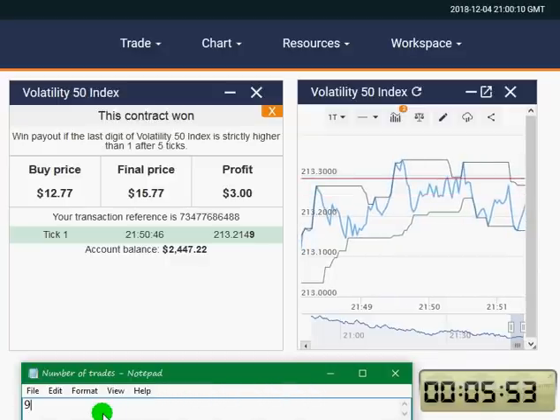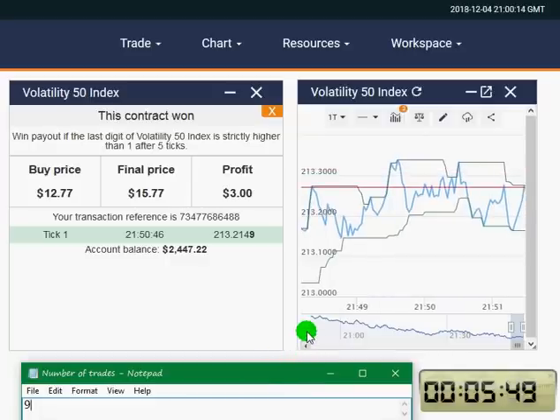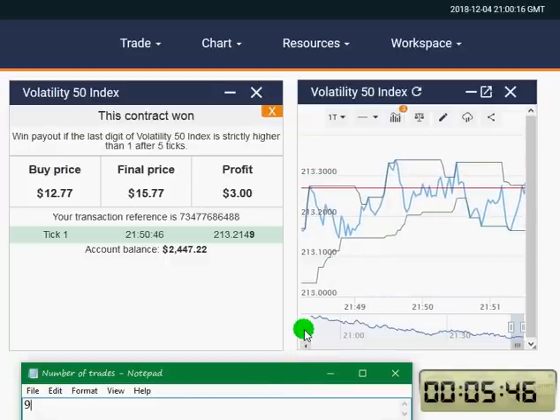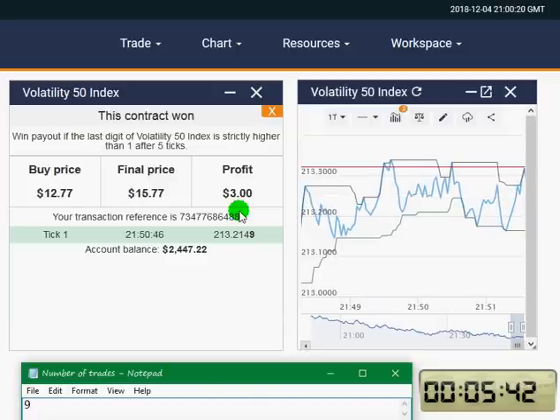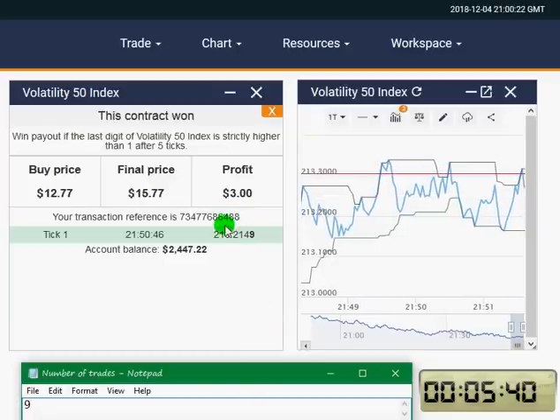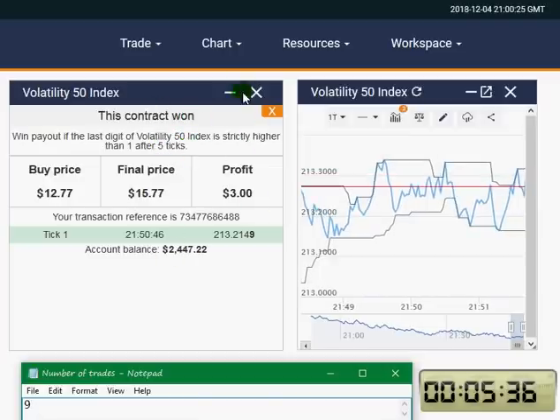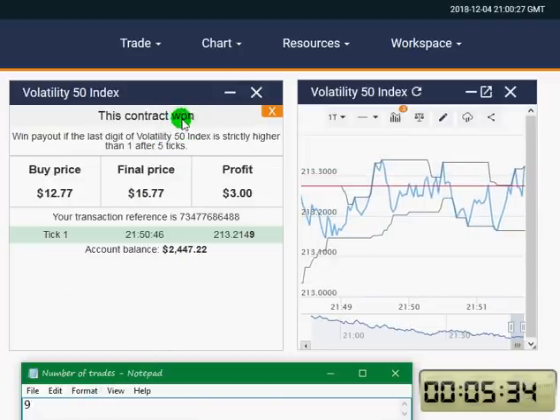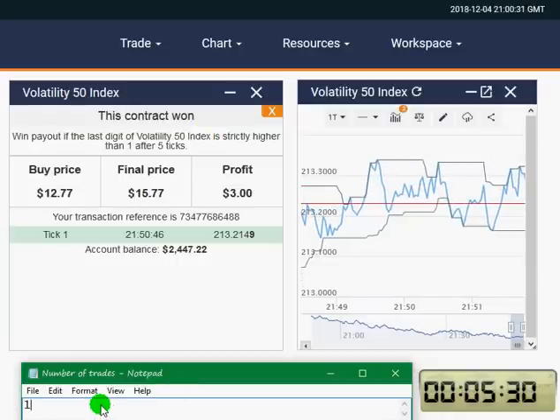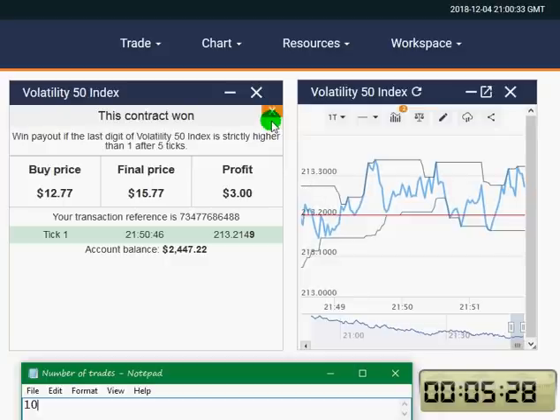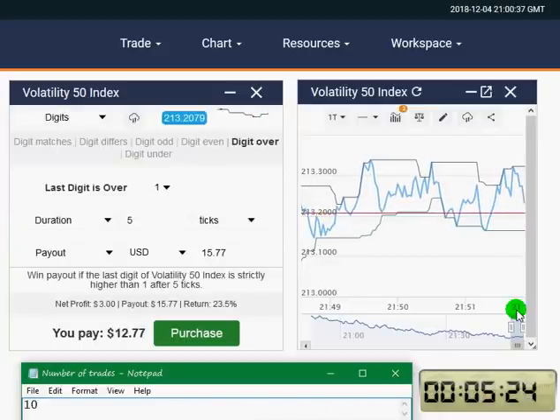These are the 9 trades. We are waiting for this to come up. Oh, sorry, we already won the trade. It just froze, so you can see we won the trade. The network was a bit slow there, so we won the 9th trade. So this is the 10th trade. So I'm going to close this. That's our last trade for this section.